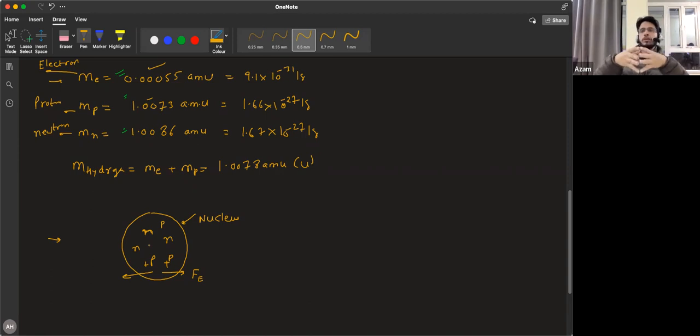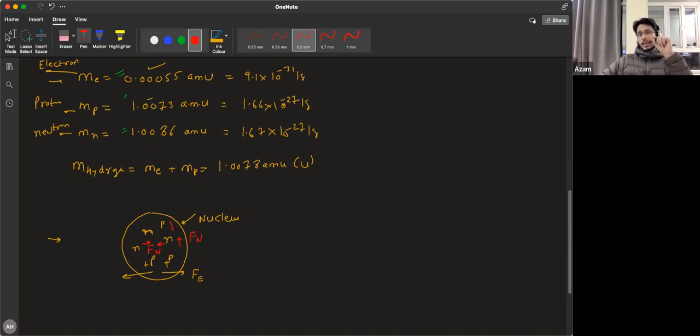Nucleus is a bounded system. To make a bounded system, you need attractive forces. But proton-proton repulsion is a repulsive force. It cannot make a bounded system. So along with electric force, nuclear forces are acting within the nucleus.